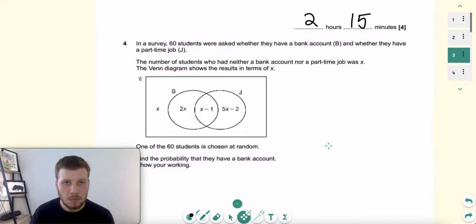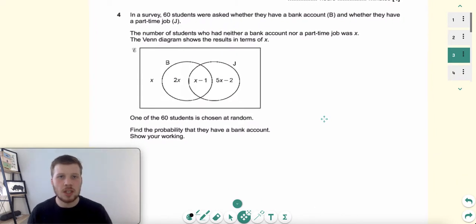Okay, the next question is to do with a survey, and there's 60 people in total, and they were asked whether they had a bank account and a part-time job. The results are given in a Venn diagram, and they're given in x's and 2x's, so we need to first of all work out what x is.